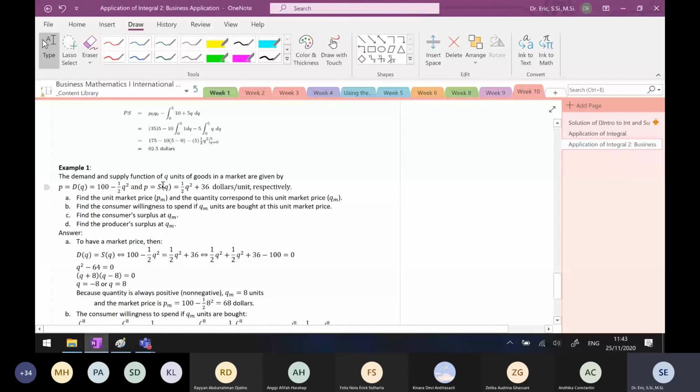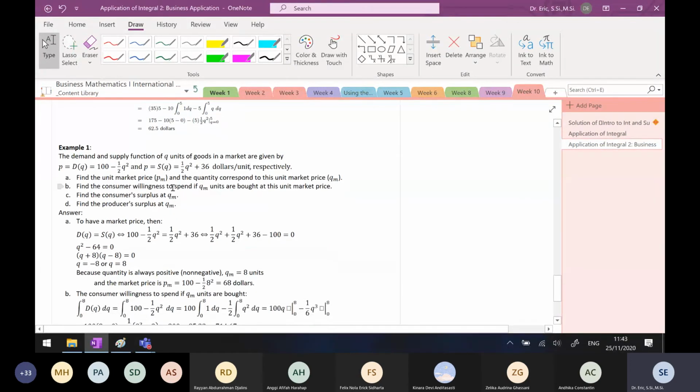The market price will be notated by PM, and the quantity corresponding to this unit market price is QM. Okay, so I want to find the market price. How do I find the market price?